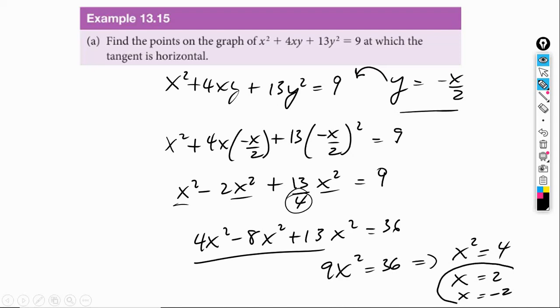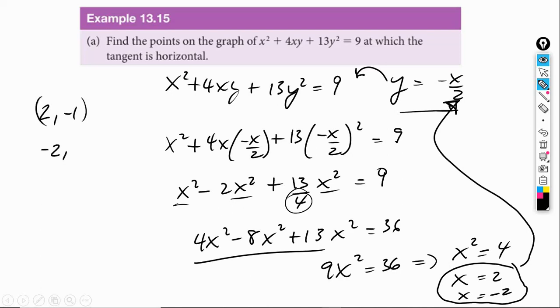So these two would be the points at which you have a horizontal tangent, or at least the x-coordinates, but I need to find the y-coordinates. To find the y-coordinates, I will have to plug them in here, right? In there. So let's do that. If I plug that in there, I'm going to get the two coordinates, or the 2 points at which the graph has a horizontal tangent. And that's going to be 2 comma negative 1 and negative 2 comma 1.